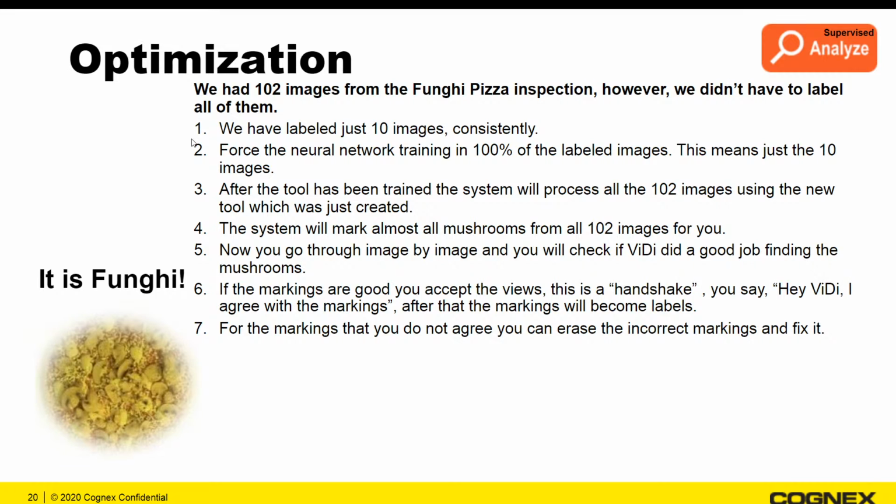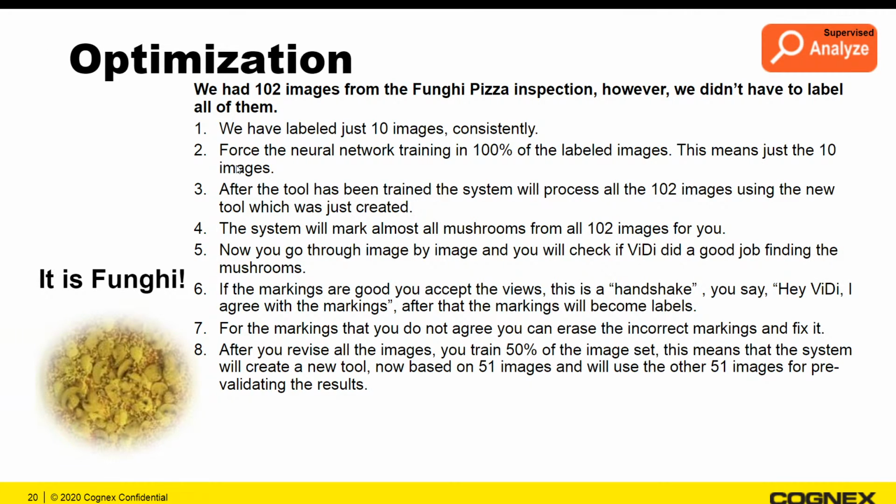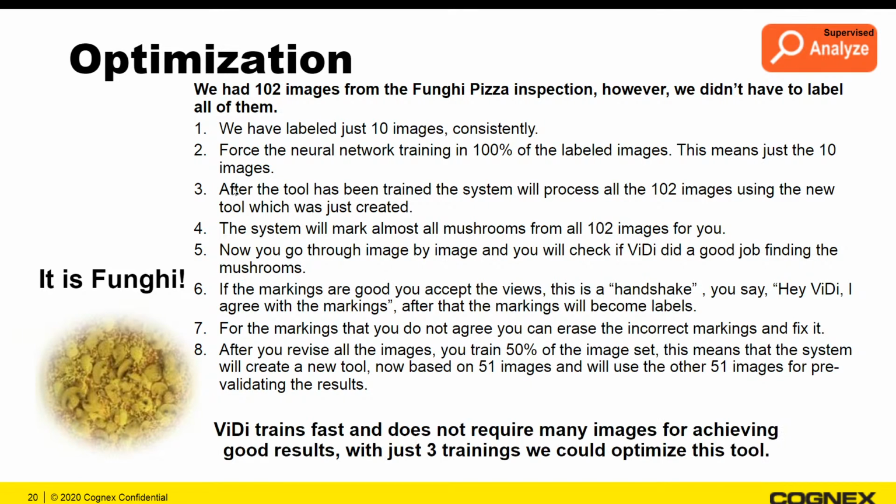After you revise all the images, you train not 100% anymore, but now 50%. Why that? Because you're going to train now 51 images, and the other 51 images will be used for checking if your tool is working reliably. And VD trains fast, does not require many images for achieving good results. With just 3 trainings, we could optimize this tool. This is also one advantage of VD compared to open source as well, where you need many more images to get good results, and the training takes much longer than VD.